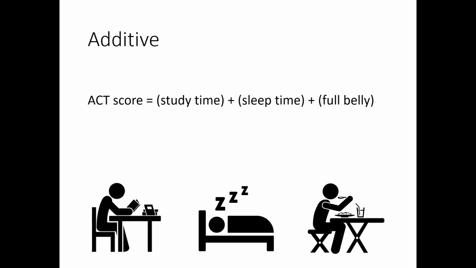Oftentimes we create linear models that aren't just one predictor on one outcome, right? How often do we find one predictor that can predict 100% of the outcome? Is there ever really a situation like that?